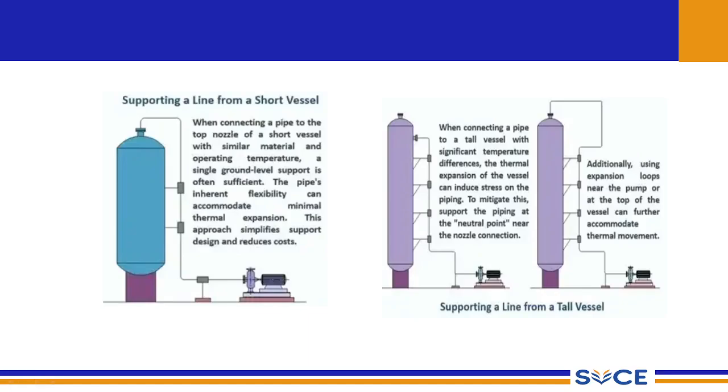Because of the significant temperature differences on the different sections of the column, we have to accommodate for those thermal expansion by using expansion loops near to the pump as also near to the top nozzle. So this is about supporting lines from short vessels and supporting lines from tall vessels. These are two different scenarios, where buckling is significant in tall columns, but it may not be a significant factor for short vessels.